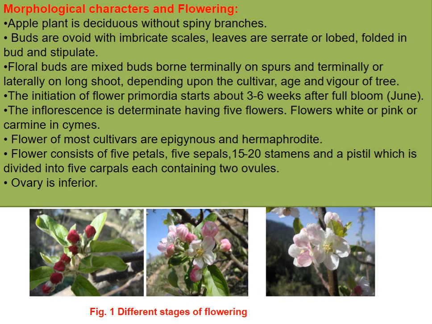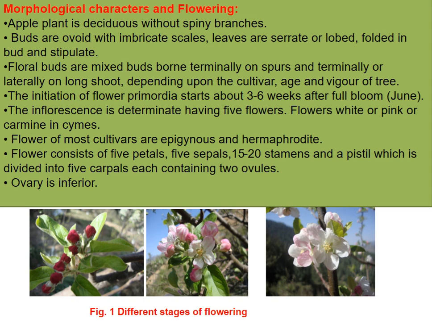So in today's lecture video, we'll continue about the cultivation practices for apple. First we'll see about the morphological characters and flowering of apple. Apple plant is a deciduous without spiny branches. Buds are ovoid and imbricate scales. Leaves are serrate or lobed, folded in buds and stipulate.